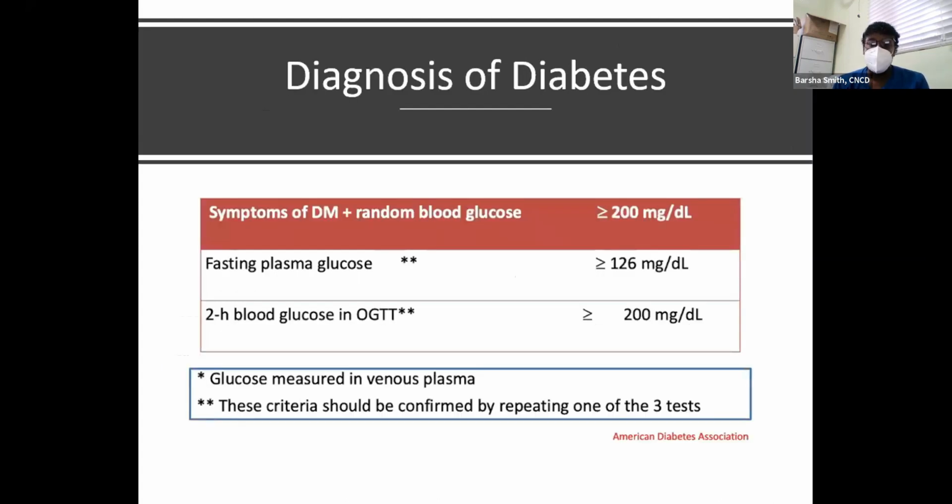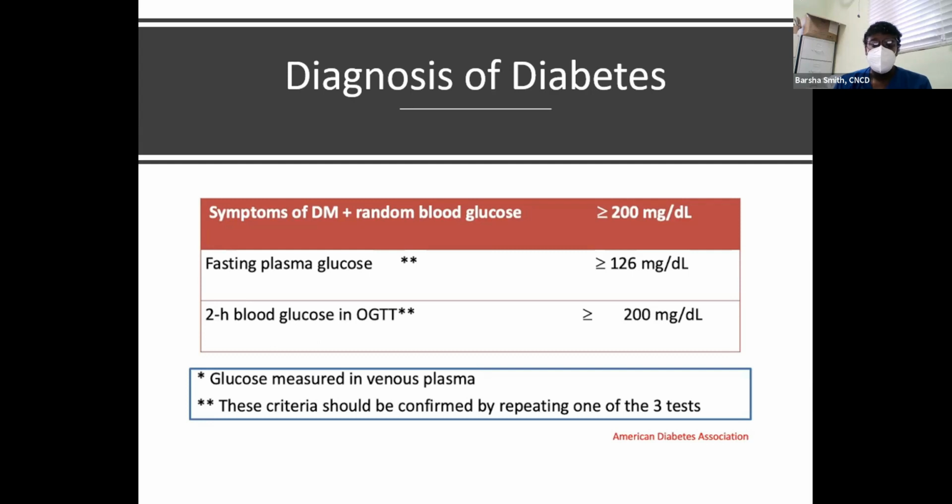But in order for us to diagnose someone with diabetes, we look at symptoms of diabetes plus a random blood glucose that's greater than 200, a fasting blood glucose that's greater than 125, and a 2-hour blood glucose greater than 200. So if someone comes to you at the clinic for the first time, they get a finger prick done, and their blood sugar is pretty high, greater than 200, you don't diagnose them with diabetes right then. Do you understand?